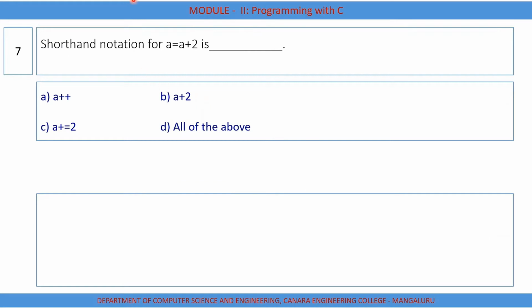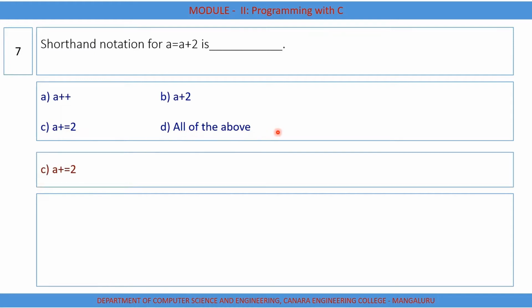The shorthand notation for A equal to A plus 2 is what? First option, A plus plus. Option B, A plus 2. Option C, A plus equal to 2. Or D, all of the above. So the correct answer is C, A plus equal to 2.